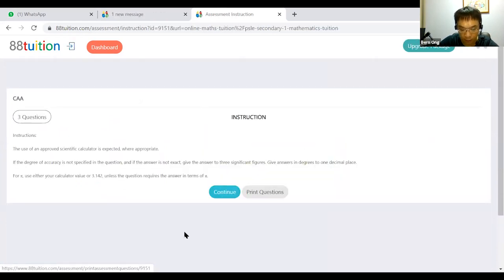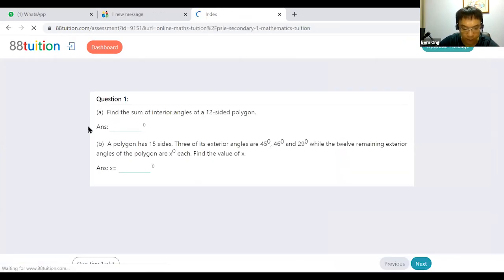Computer-aided assessment. Okay, so 3 questions. Let's go. Let's see. Find the sum of the interior angle of a 12-sided polygon. Easy. 12-sided means 12 minus 2 times 180. 1,800. This is for a 12-sided. Divide by 12. Answer is 150. All right, so down here you key in 150. Then after that, you go next, right?